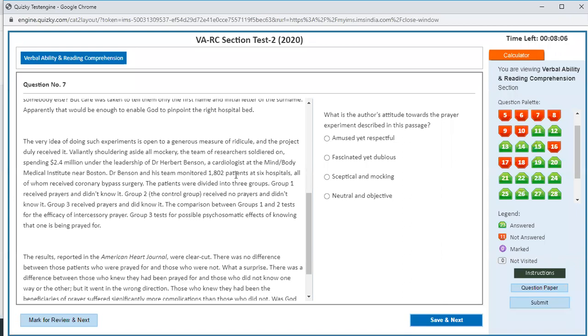Benson and his team monitored around 1,800 patients in 6 hospitals, all of whom received coronary bypass surgery. The patients were divided into 3 groups. Group 1 received prayers and didn't know it. Group 2, the control group, received no prayers and didn't know it. Group 3 received prayers and knew it. The comparison between groups 1 and 2 tests for the efficacy of intercessory prayer. The comparison between groups 1 and 3 tests for possible psychosomatic effects of knowing that one is being prayed for.